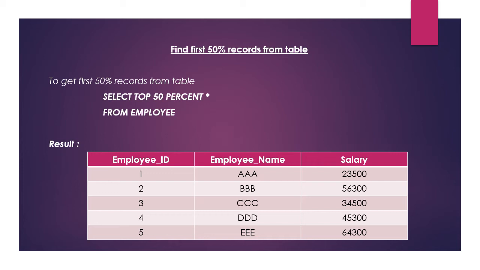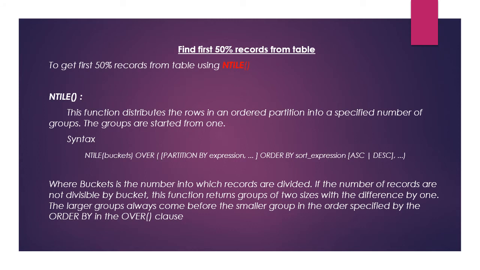Now we see the second way of getting this using NTILE function and not by percent keyword. Some of the interviewers may ask the query like how to get 50% records from the table without using percent keyword. So our next slide explains the answer of this. So what is the NTILE function? This function distributes the rows in an ordered partition into a specified number of groups. The groups are started from 1.